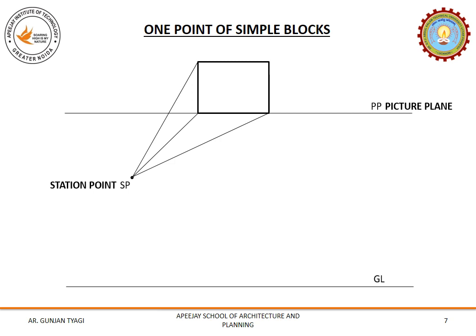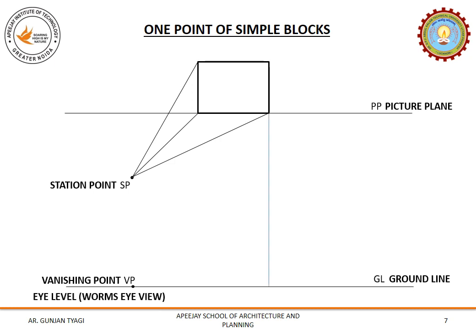We will have a ground line where the object will be lying. Then we will have our vanishing point at that particular ground line. Reason being, because we are having the worm's eye view, we need to have the vanishing point at the ground level. Here, identifying the vanishing point and also the eye level, I will then extend my lines from the plan to the ground level. I have received the elevation of the object.